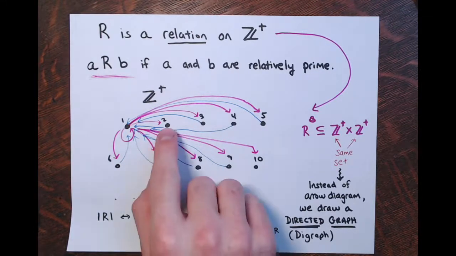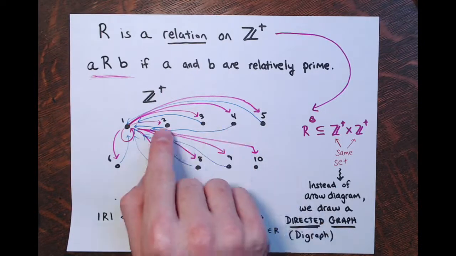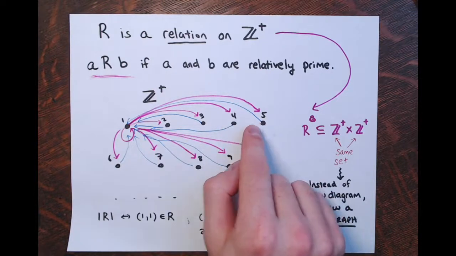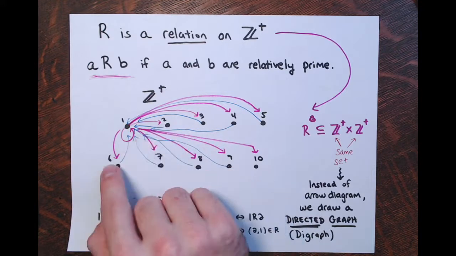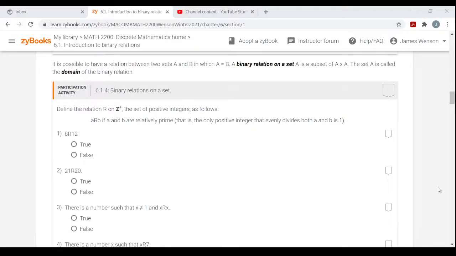Now 2 and 3 are related, right? Because their greatest common divisor is 1. 2 and 4 are not related, because their greatest common divisor is 2. 2 and 5 would be. 2 and 6 are not. 2 and 7 would be, right? So you could draw all sorts of arrows on this, and it would be hideous. It would be very, very difficult to look at. And you could also try making a matrix, a set of ordered pairs, right? But again, because there's infinitely many numbers here, those wouldn't be very nice to write. All right, so let's go back.